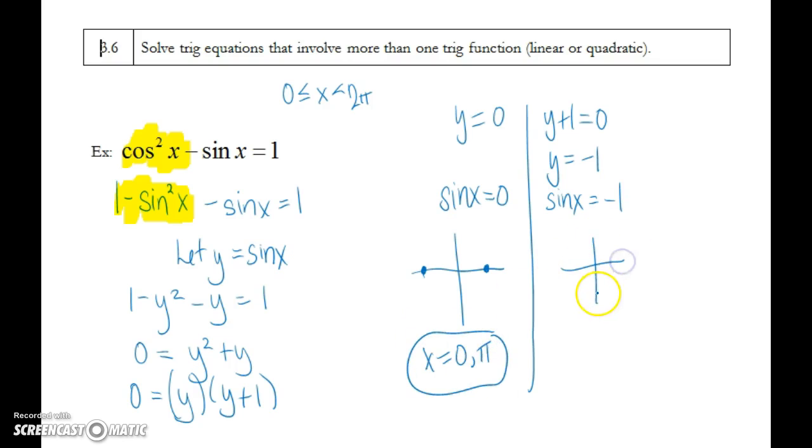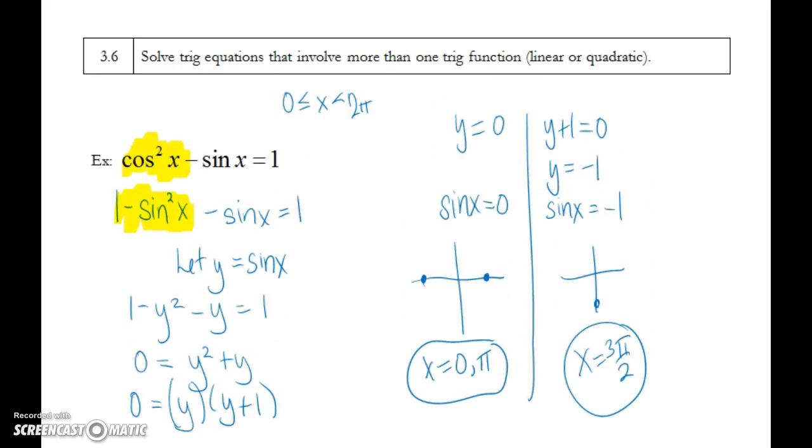Sine x equals negative 1 is also quadrantal. Sine is negative 1 down here at the bottom. And that is at 3 pi over 2. So our third solution is 3 pi over 2 for x. That's standard 3.6, solving trig equations that involve more than one trig function.